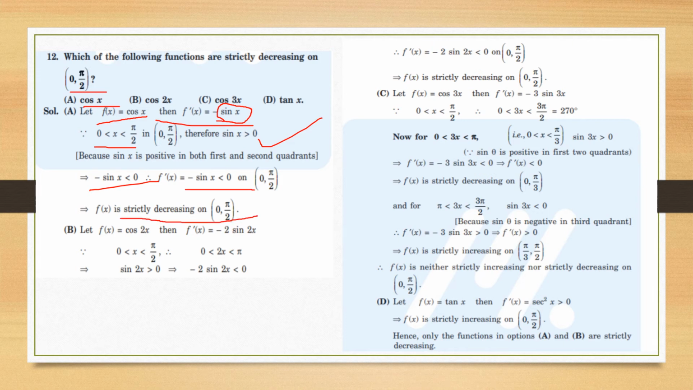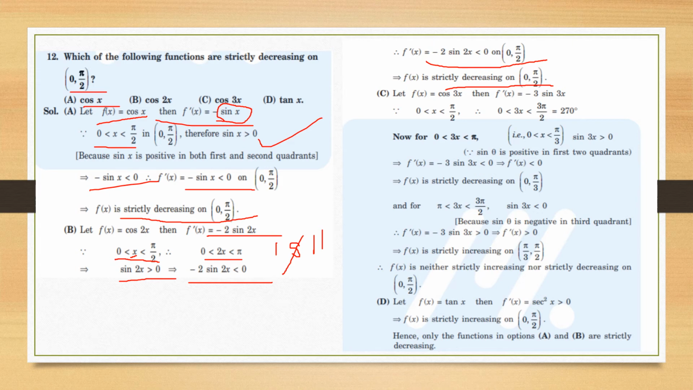Now for cos 2x, the derivative is minus 2 sin 2x. Remember here, the interval is 0 to 90. Since I have 2x here, I have to multiply the interval, and now the question shifts to the first and second quadrants both, that is from 0 to 180. In both these quadrants, sine of anything is positive, and therefore minus sine 2x will be negative. So my derivative is negative, so the function is strictly decreasing on 0 to 90. We do not have to see the function, we have to see the derivative.